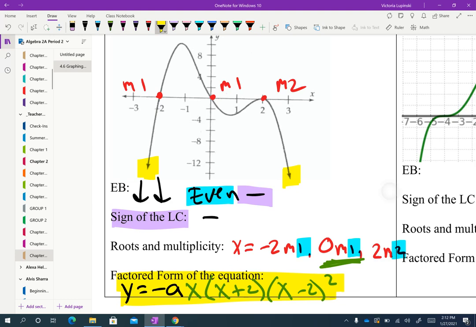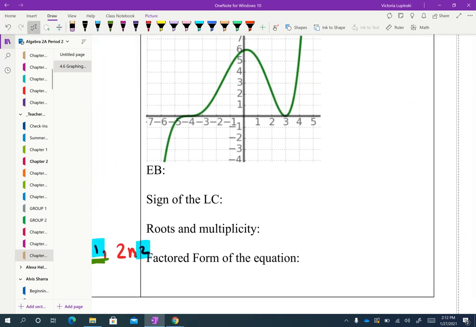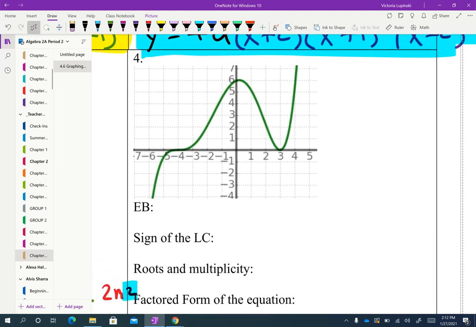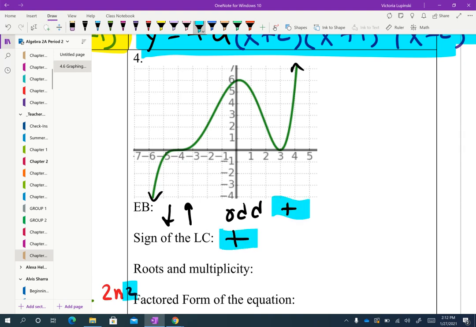If you've been wondering, what does an M3 look like? Well, wait no further. We're going to have one here in number 4. So step 1, again, end behavior, down, up. Down, up only happens if it's odd positive. So if it's odd positive, you know the sign of the leading coefficient is positive. And if the sign of the leading coefficient is positive, the first thing you're going to write in your answer is y equals positive a. Technically, you don't have to put the positive there. We know it's positive, but for now, I just want you to realize it could be positive or negative. So I'm just writing it as a placeholder.